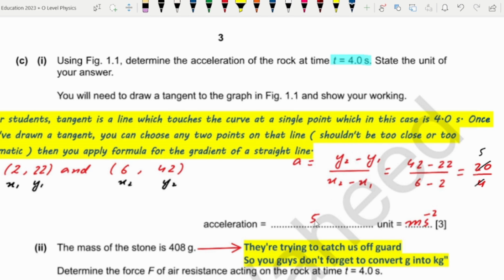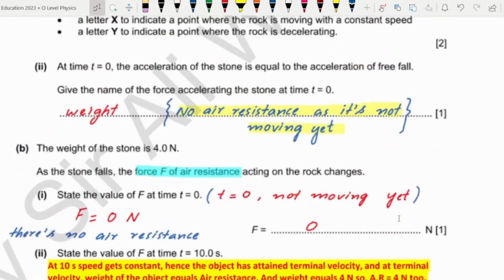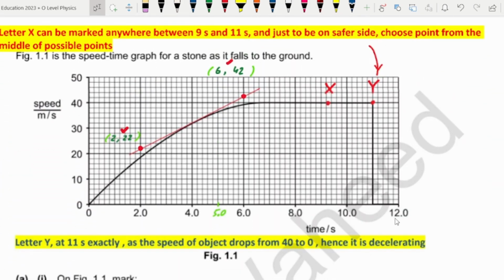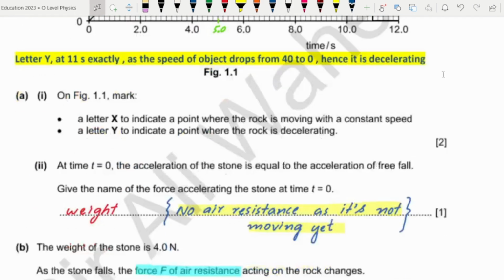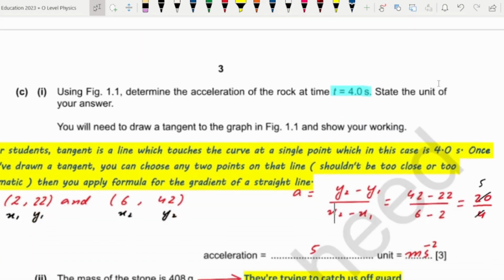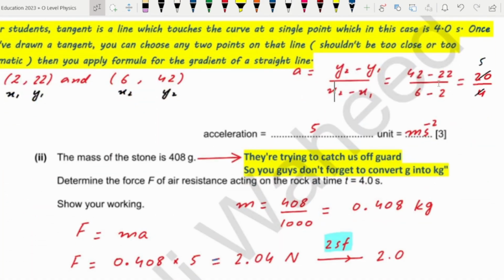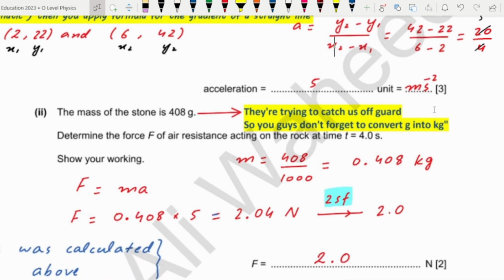You would be coming up with the answer, and the unit of the acceleration in this case would be meter per second square, because the distance was given in meters. You see, the speed was given in meter per second, not in centimeter per second or millimeter per second. So the unit has to be consistent with the graph. So in this case it would be 5 meter per second square.